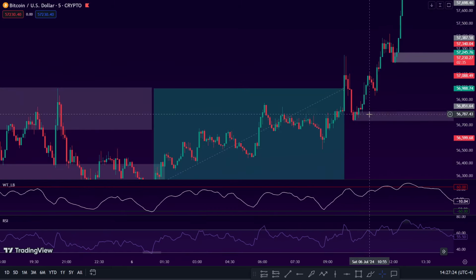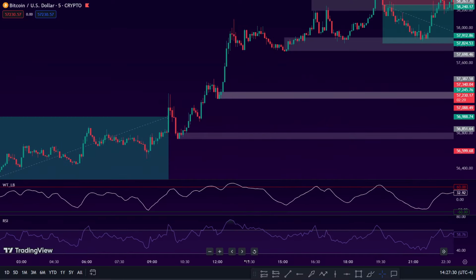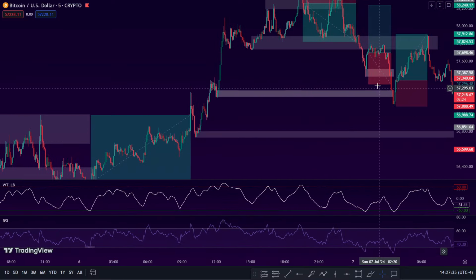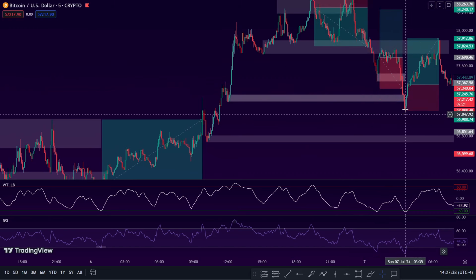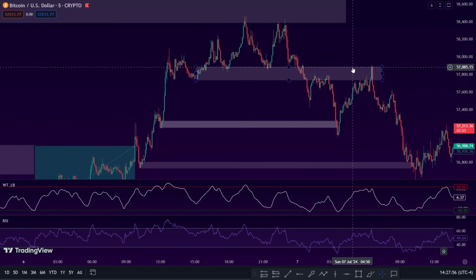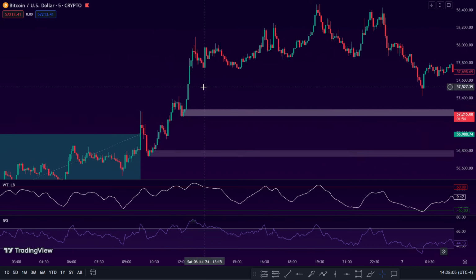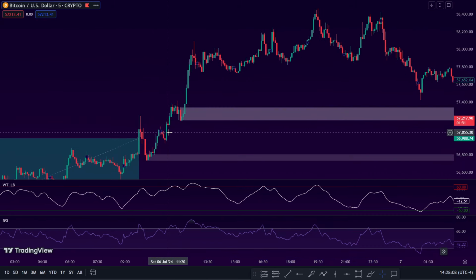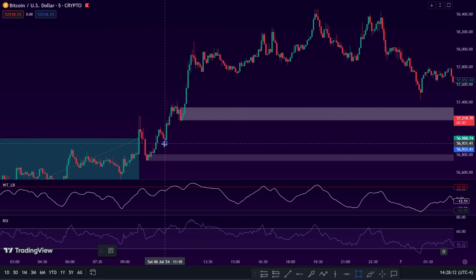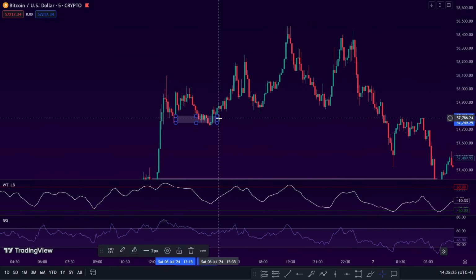Here is a support zone. Here is also a support zone. We will look at the price when it reaches this zone. As you see here, it respects this zone. So let me delete these setups. I will draw it again. They are support zones, or it's an order block. It's also an order block and it's also a support zone.